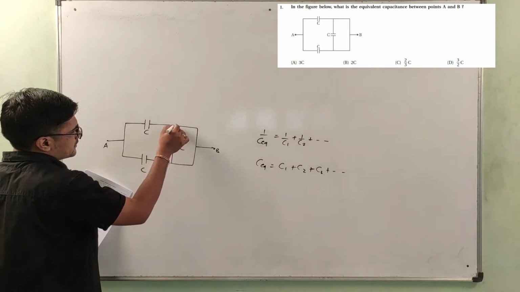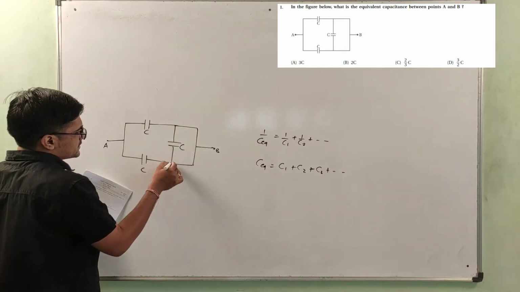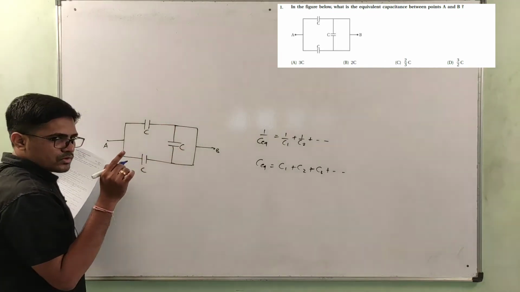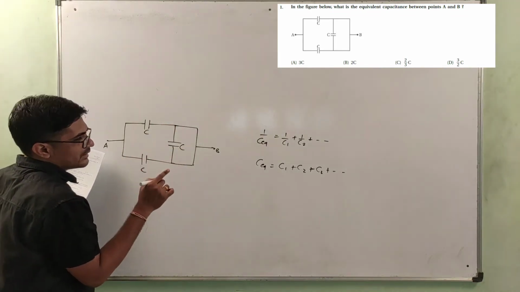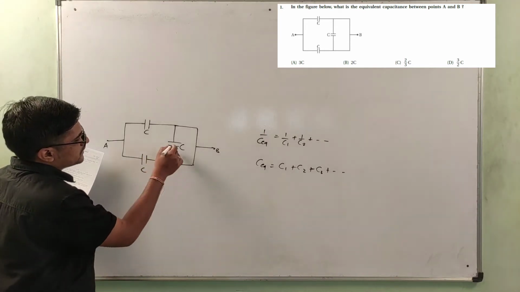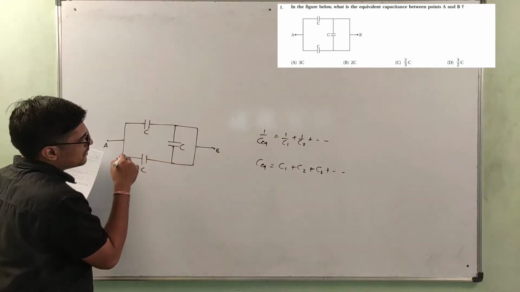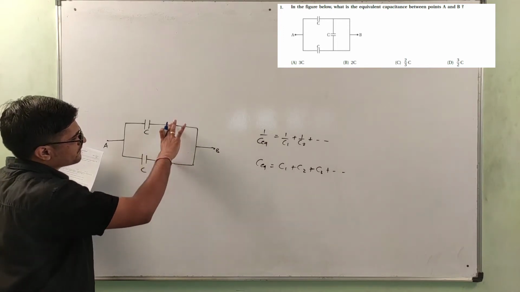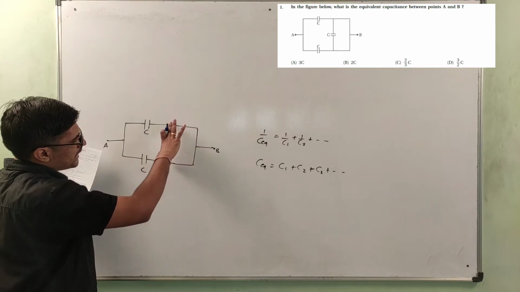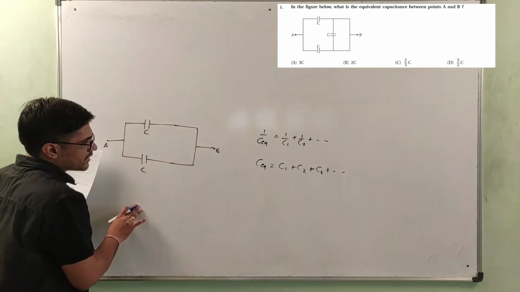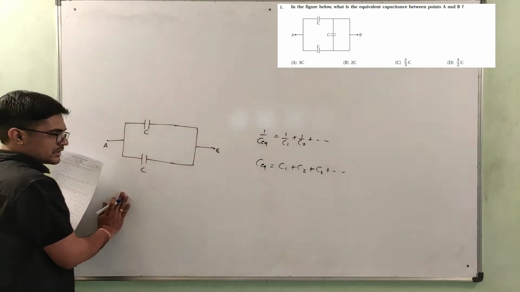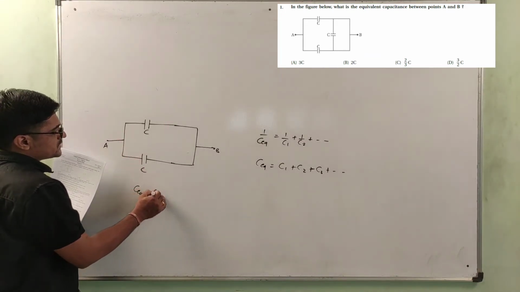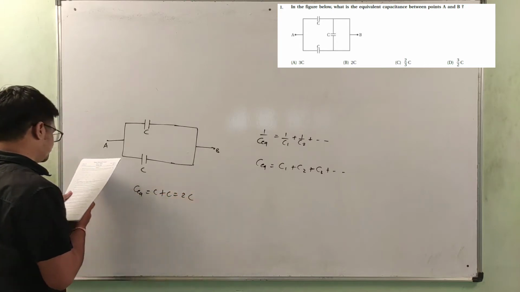See this capacitor, both terminals of this capacitor are shorted by this wire. Whenever you short both terminals of any component, then there is no effect produced by that component. So ignore this capacitor from this circuit because both the ends of this capacitor are shorted. So only 2 capacitors are connected here. So both these are in parallel, so equivalent is C plus C, that is equal to 2C.